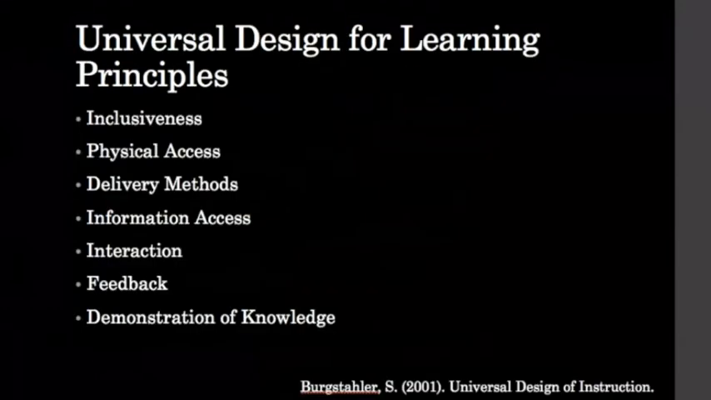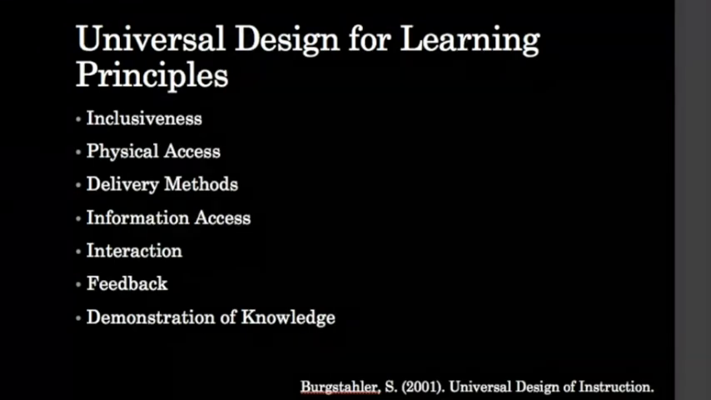Okay. So here are the Universal Design for Learning principles. Those other ones were very global. This is specific to learning, and they are inclusiveness, physical access, delivery methods, information access. You can see that these very much connect to the other set of lists. Interaction, feedback, and demonstration of knowledge.